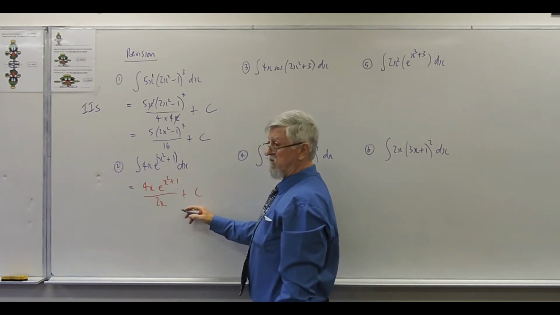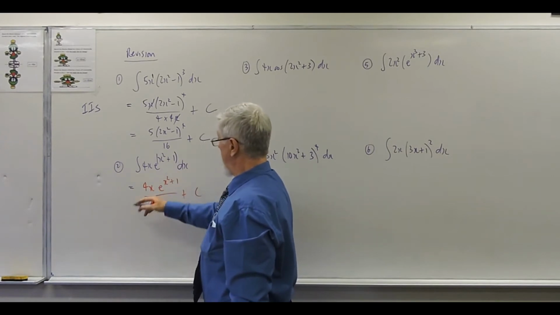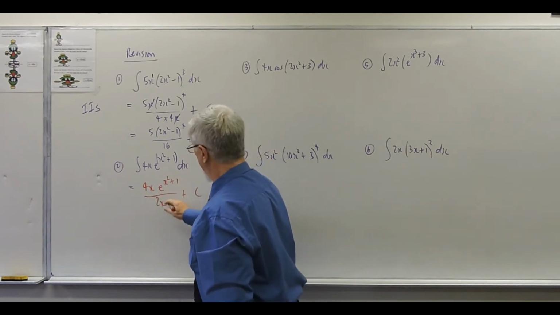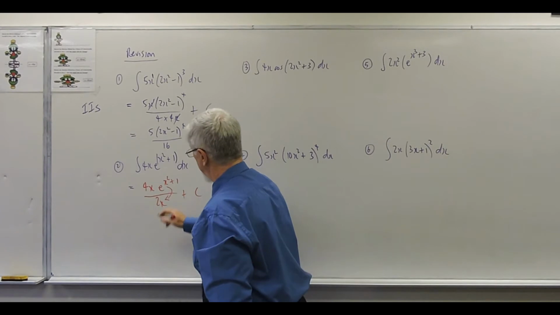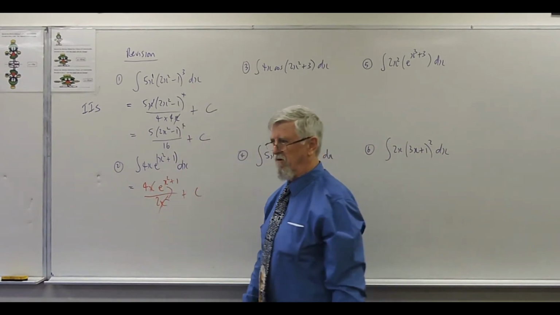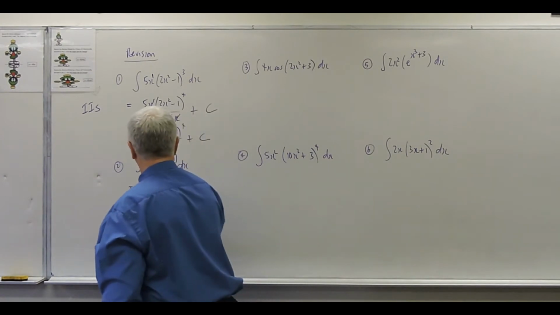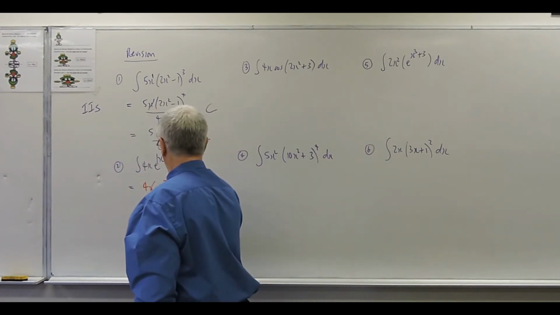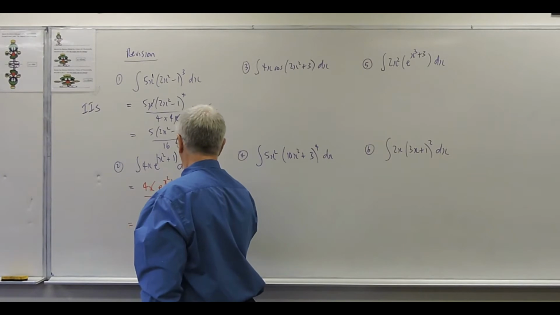So how do you do an exponential question? It stays the same. The 4x stayed there. Divide by the derivative of the inside, which is 2x. So it happens that x cancels. If it doesn't cancel, you've got the wrong method for the question. That becomes 2e to the x squared plus 1, plus c.